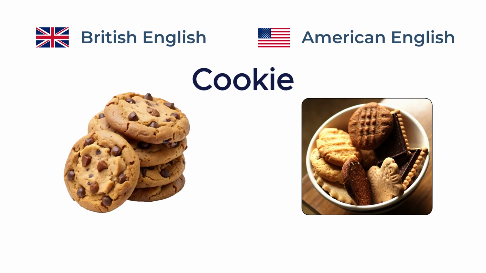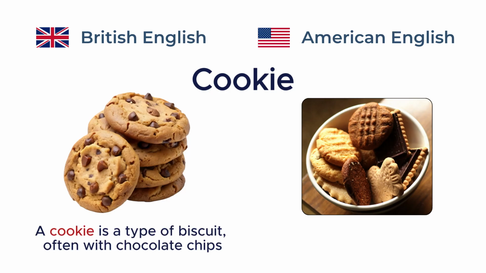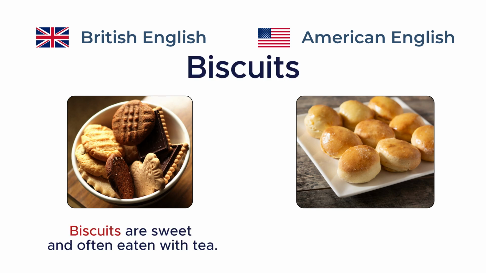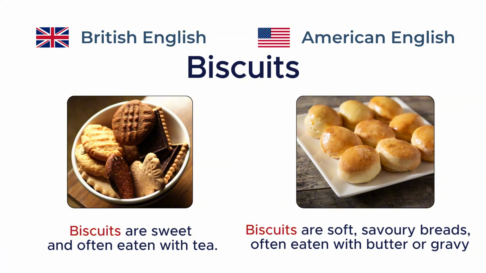Cookie. In British English, a cookie is a type of biscuit, often with chocolate chips. In American English, a cookie is a small, sweet baked treat. Biscuits. In British English, biscuits are sweet and often eaten with tea. In American English, biscuits are soft, savoury breads, often eaten with butter or gravy.